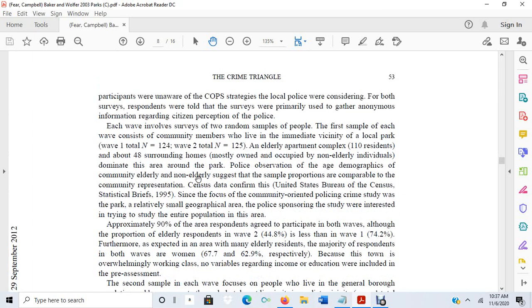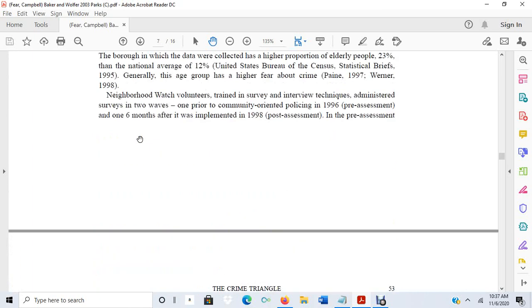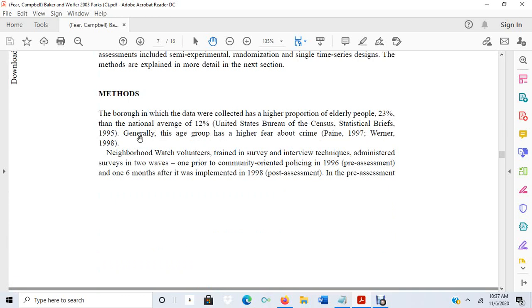If we go down a little bit, they talk about how they collected the data. So Neighborhood Watch volunteers trained in survey and interview techniques administered surveys in 2 waves, one prior to community-oriented policing in 1996. This was the pre-assessment, and one 6 months after it was implemented in 1998. This was the post-assessment.